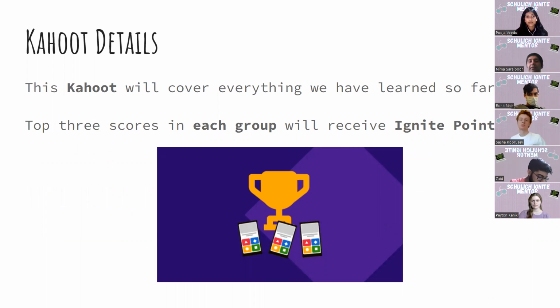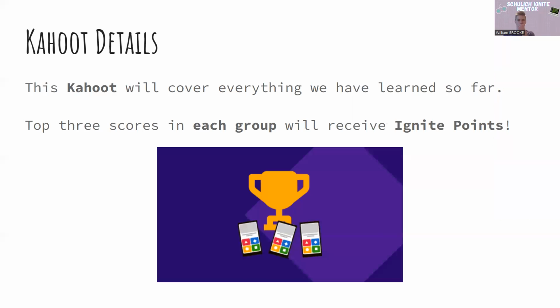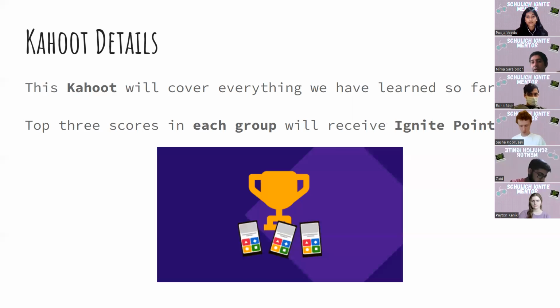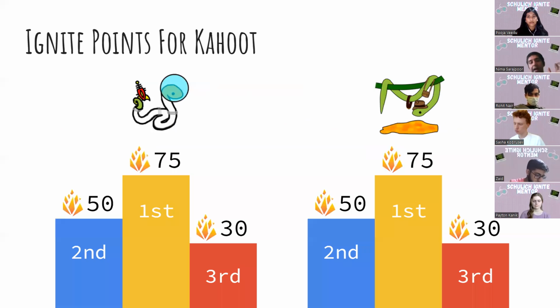This game is going to cover the stuff that we learned so far. And we have 2 groups: we have Python Lava and we have Bugbuster. If you are in Lava or in Bugbuster, and you get into the top 3 ranking in your group, then you will get these points: for the first person, 75, then second, 50, and the third one is going to get 30 Ignite points.